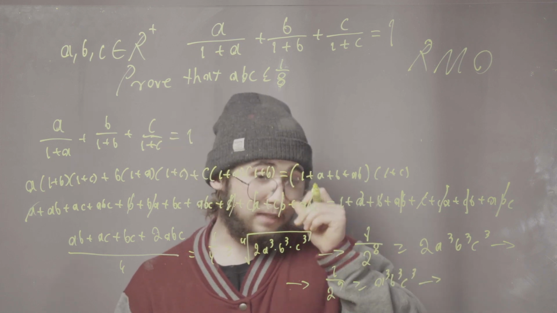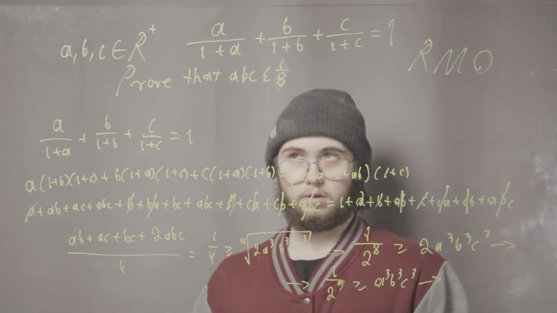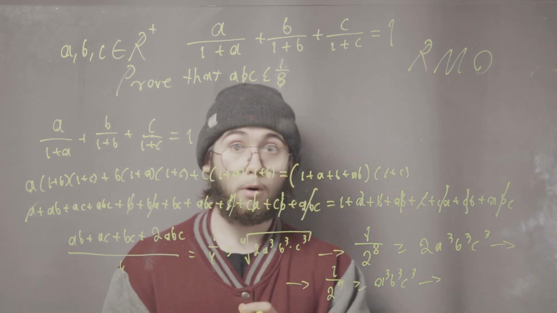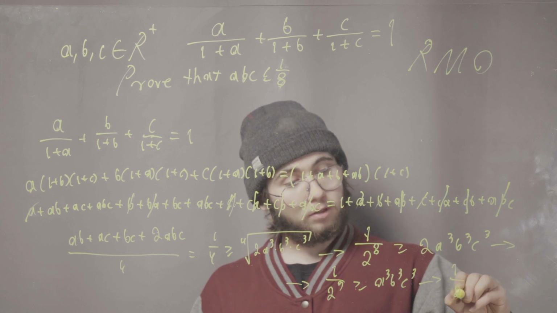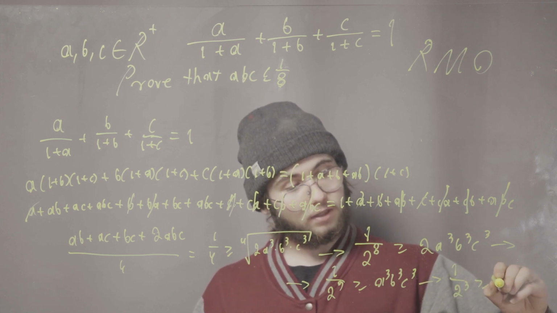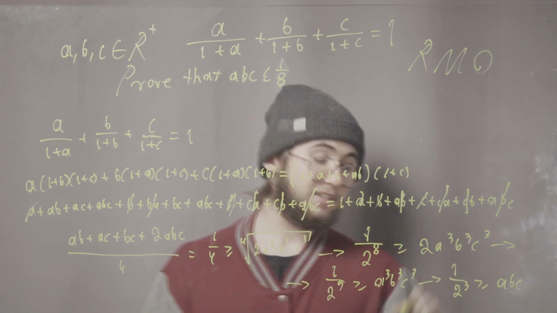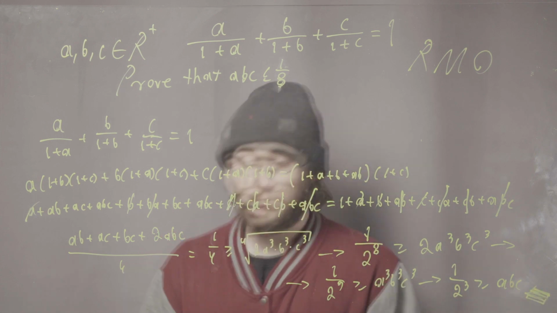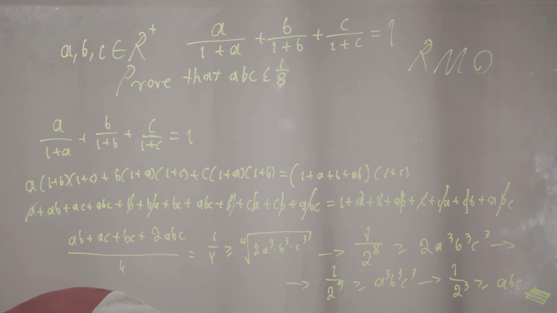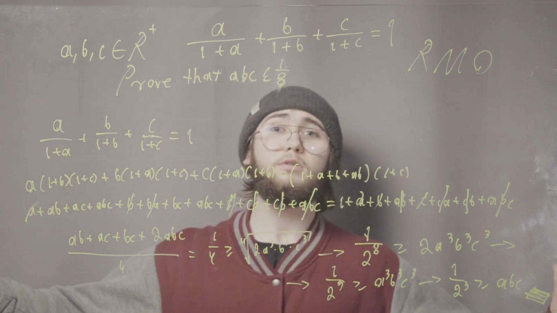And so this means that taking the cube root of both sides of the inequality will yield that 1 over 2 to the power of 3 is greater than or equal to A times B times C, and this is 1 over 8. And so, ladies and gentlemen, this is the end of the solution. Can you see that square? Yeah, you can see the square beautifully.